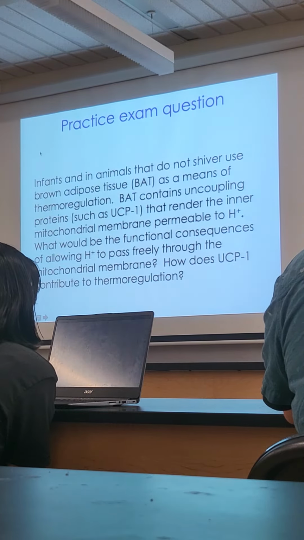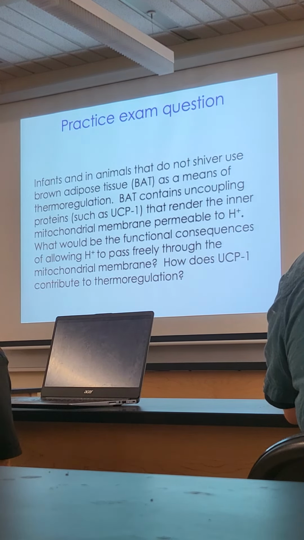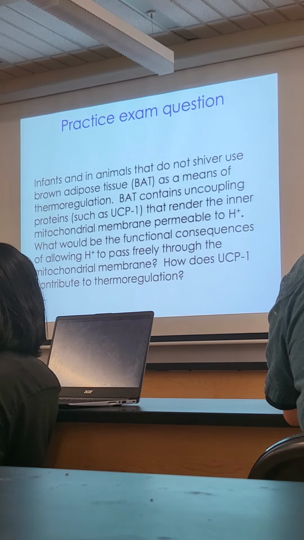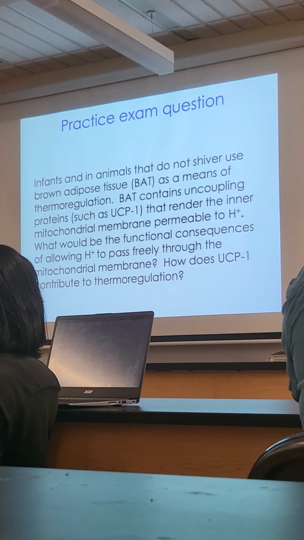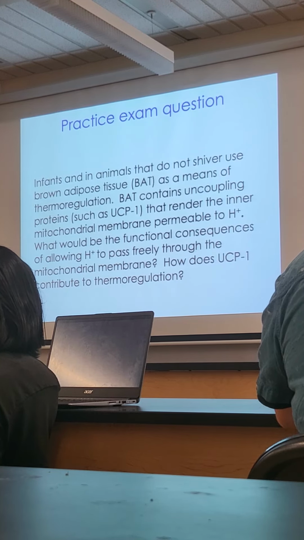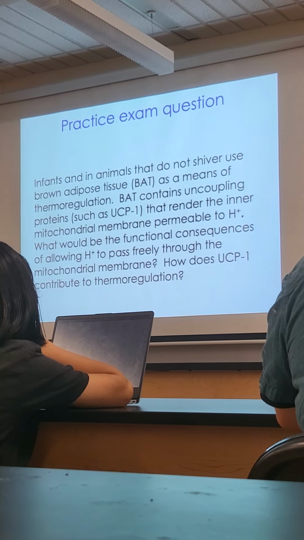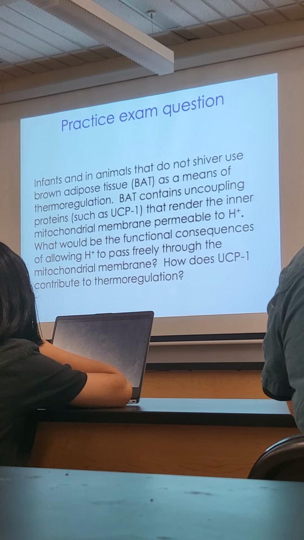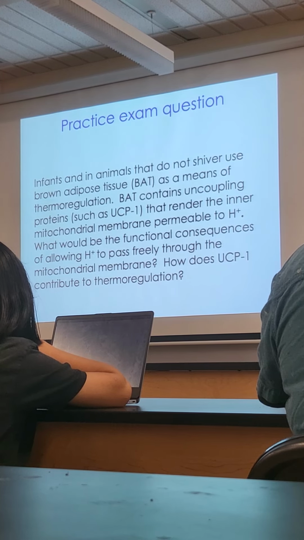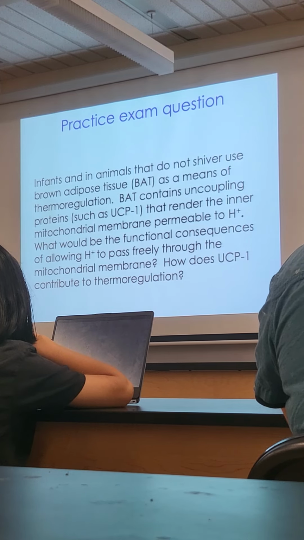But this is a practice exam question I had in here. So if you want to read this: infants and animals that do not shiver have this special tissue called brown adipose tissue as a means for thermal regulation. This brown adipose tissue contains uncoupling proteins that render the inner mitochondrial membrane permeable to protons. What would be the consequence of allowing protons to pass freely through the mitochondrial membrane?